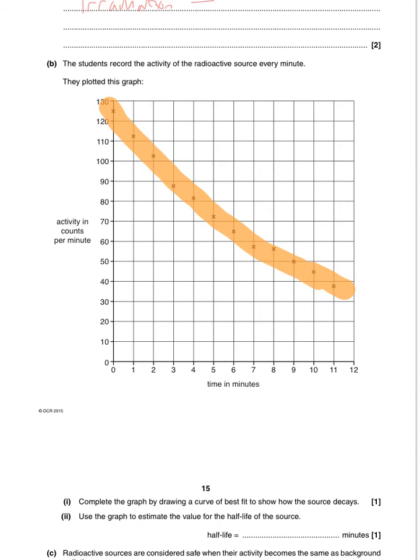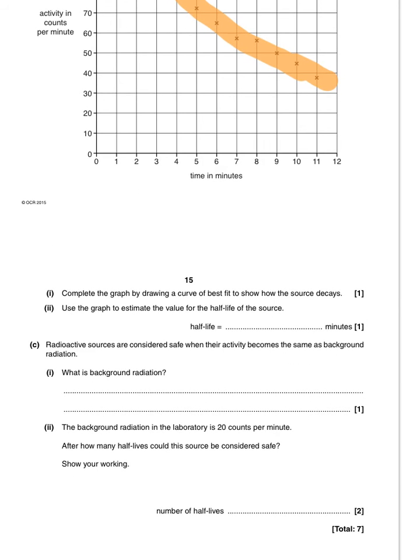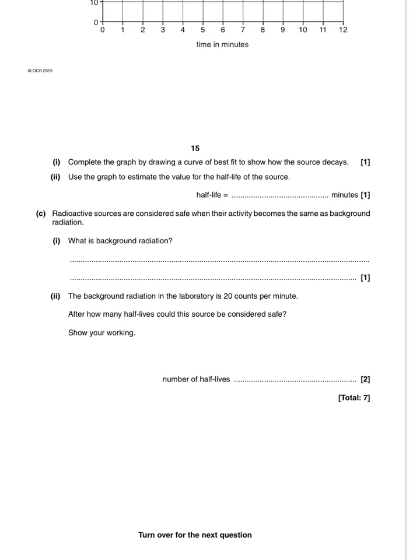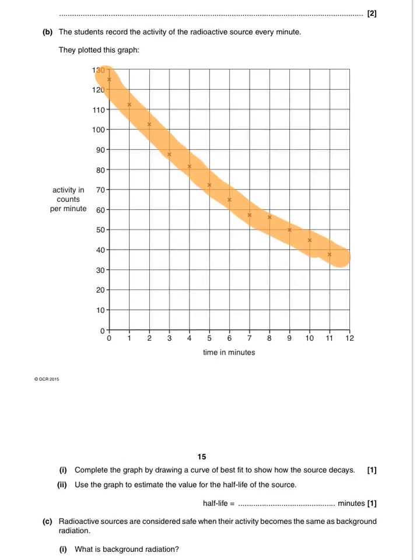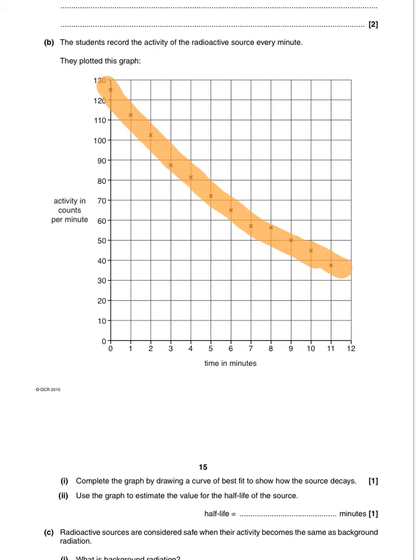When you do sketch graphs, please don't make it sketchy, so do one clear line. The way I often do these is by bending a 30cm plastic ruler, a shatterproof one. So align it and then just draw along it. Use the graph to estimate the value for the half-life of the source. So you'd use your line of best fit, and then it starts off at 125. So we find half of 125, go across, and then go down, and we should have the half-life.